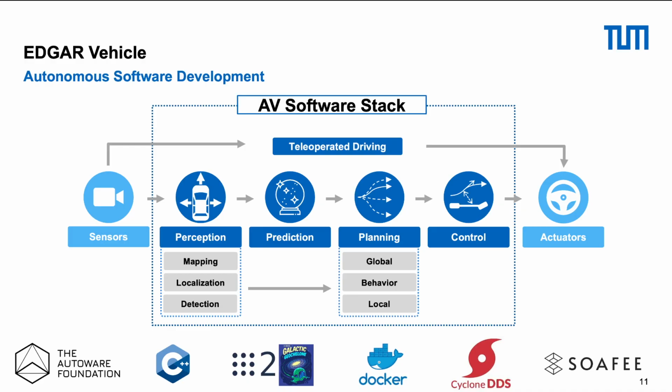We use and enhance Autoware with our own algorithms to create new perception, prediction, planning, and control algorithms. Everything we do is running in C++ and is using ROS2 as a main middleware. We containerized everything with Docker, so it's easy to port our algorithms to other setups.